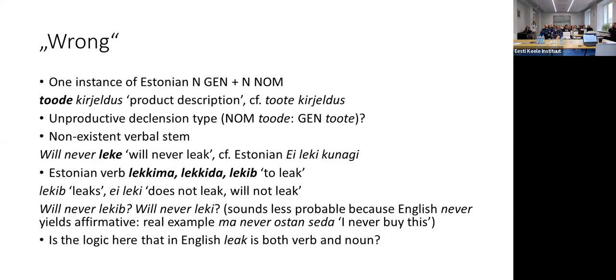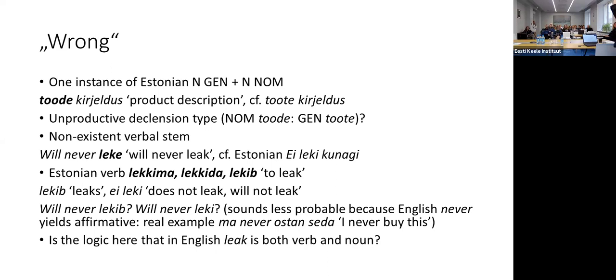So what is wrong? What is really wrong, but in quotation marks, because I know. The product description should be "toote kirjeldus". I know it's a very complicated type. Genitive doesn't have any ending, it's just the change of duration, whatever. "Toote kirjeldus", not "toote kirjeldus". This sounds wrong, but it's Estonian wrong. No English is here. And then a non-existent verbal stem.